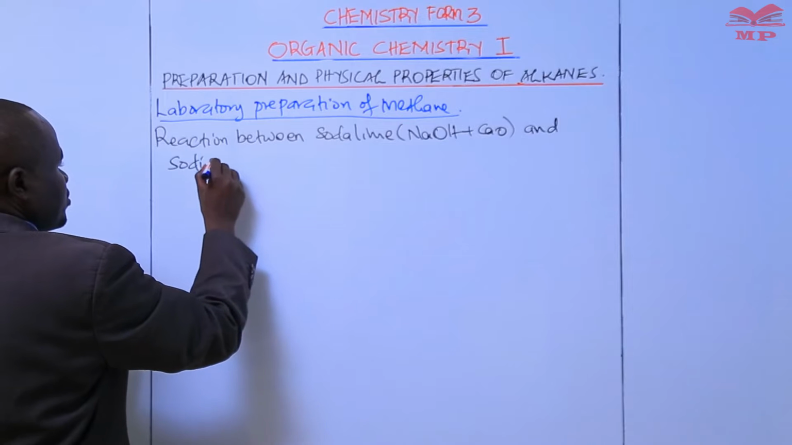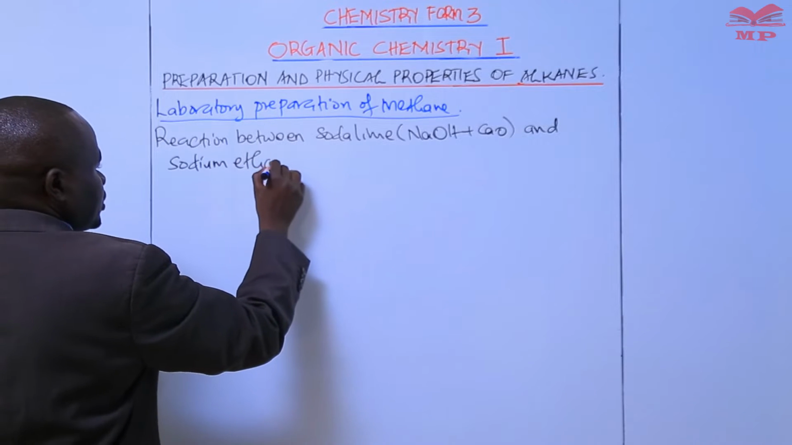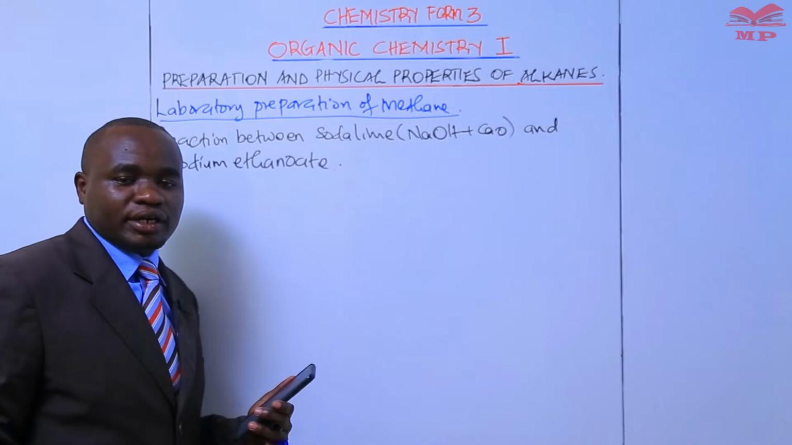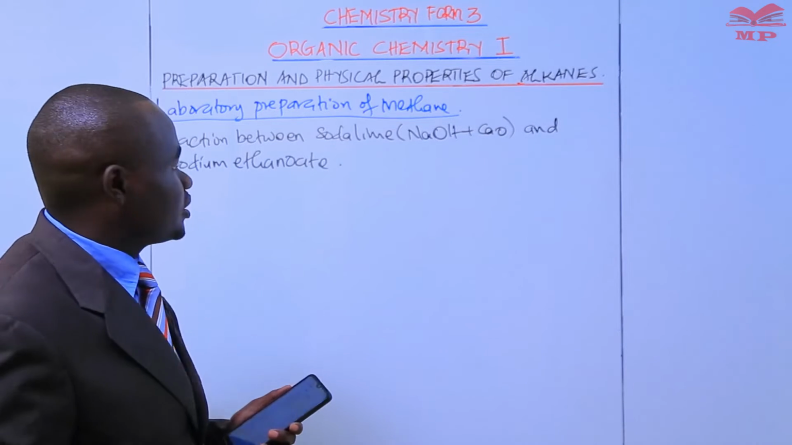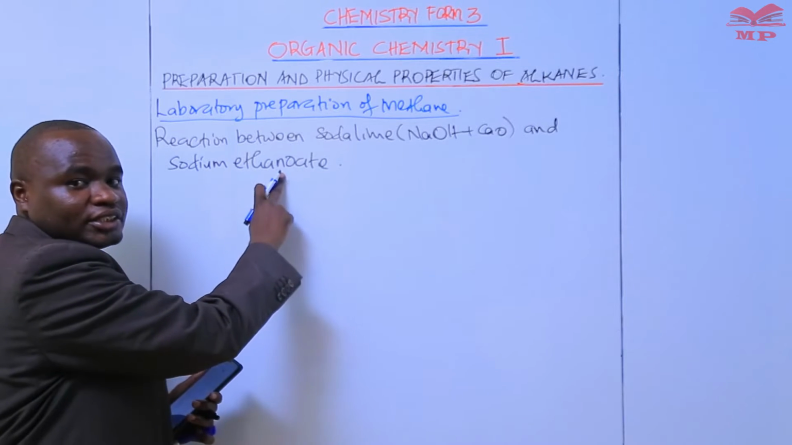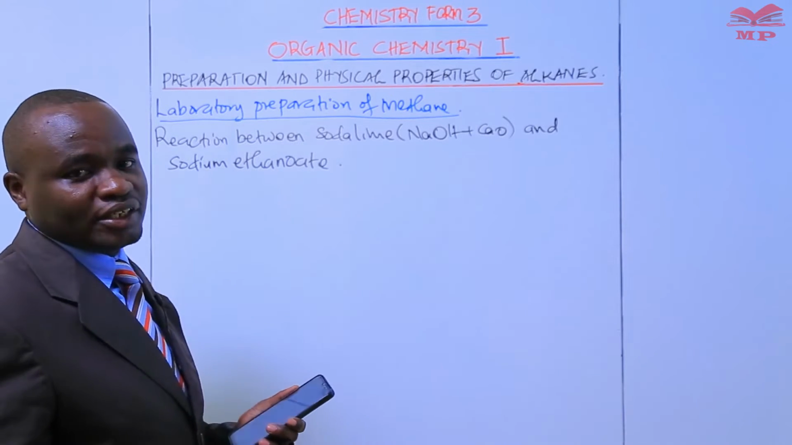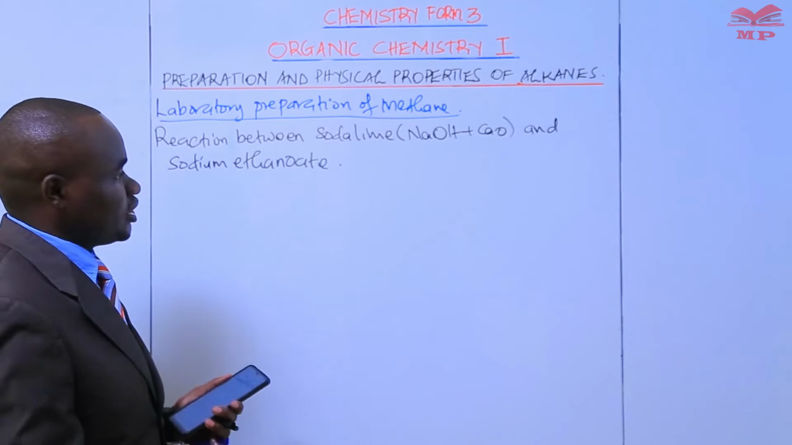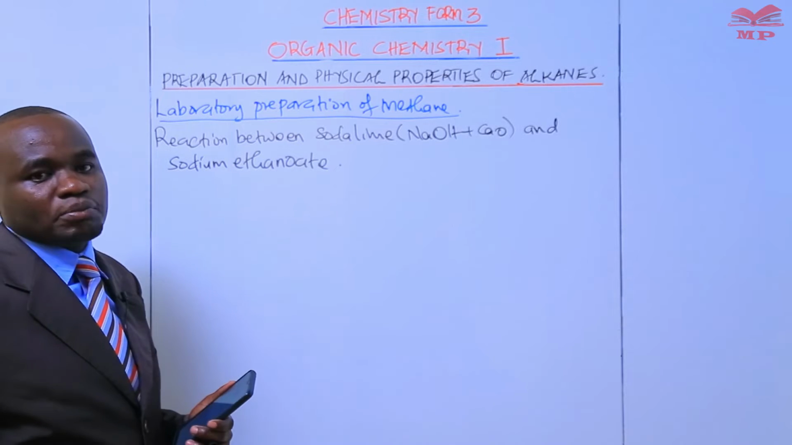So we are saying that methane is prepared by reaction between soda lime and sodium ethanoate. Sodium ethanoate is just the salt of an organic acid. And that organic acid is ethanoic acid. We shall see that one later in organic chemistry 2. So the reaction between ethanoic acid and sodium gives you sodium ethanoate.